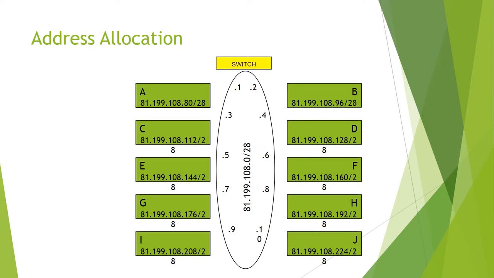So you can see this is the switch. The IP address is 81.199.108.2/28. If you see, the IP address consists of 4 octets. As we know, IP version 4 is 32-bit. So you can see 81 is 8 bits, 199 is 8 bits, 108 is 8 bits, and .0 is 8 bits, slash 28. This is the subnet mask.